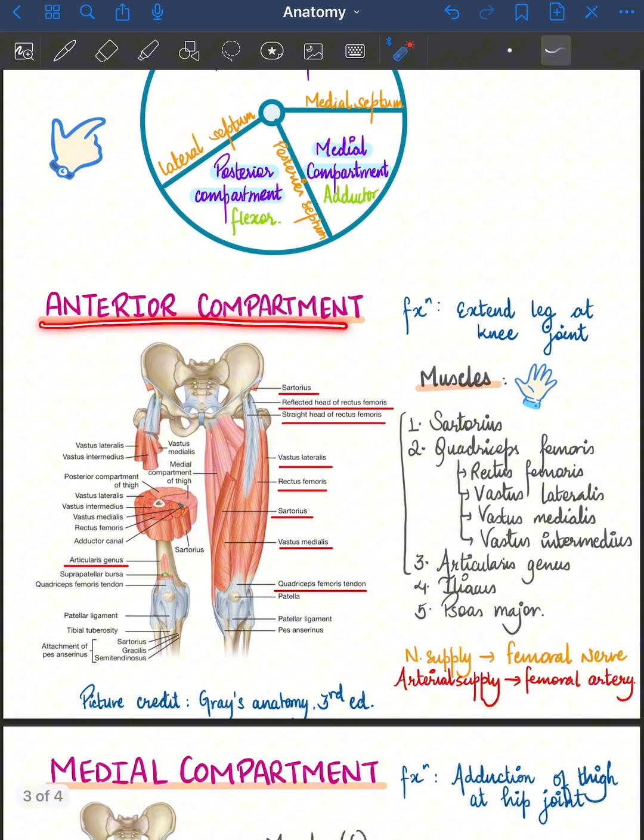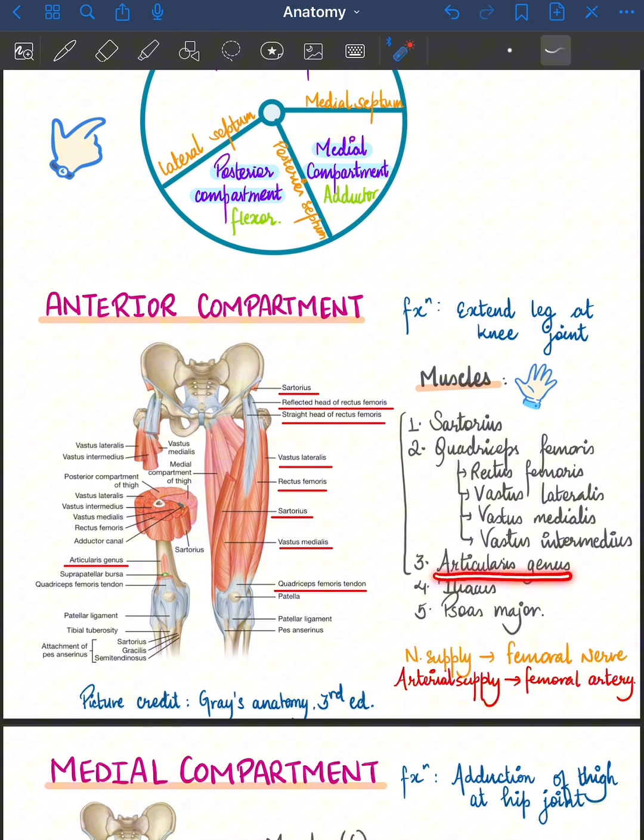So the anterior compartment, which is also known as the extensor compartment, is called the extensor compartment because the collective function of this compartment is to extend the leg at the knee joint. The individual muscles have different functions as well, but overall they function to extend the leg at the knee joint. The muscles are the sartorius muscle. So this is the sartorius muscle, and the quadriceps femoris muscles, which include 1 rectus and 3 vasti muscles. Rectus femoris has 2 heads, the reflected head and the straight head. Vastus lateralis, vastus medialis and vastus intermedius.